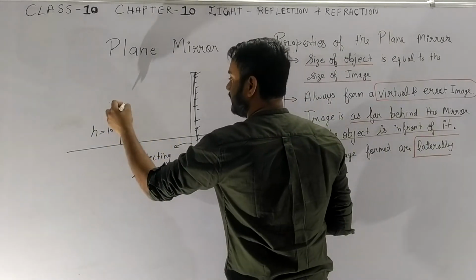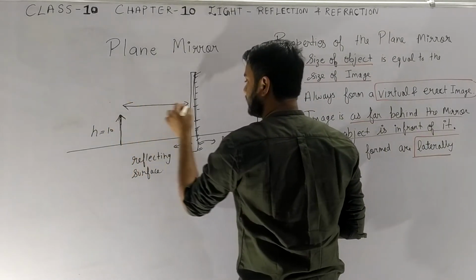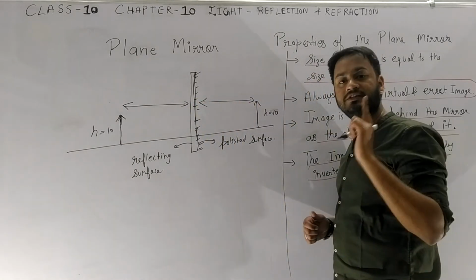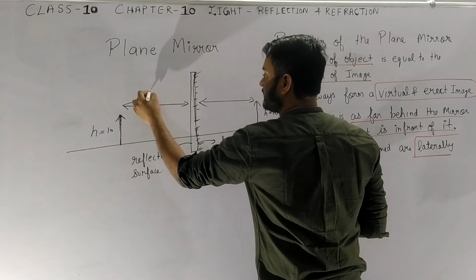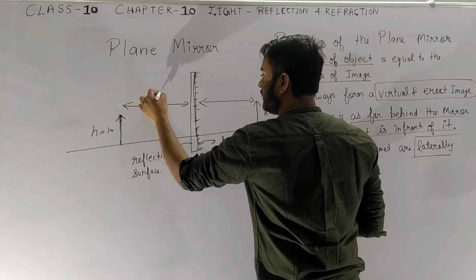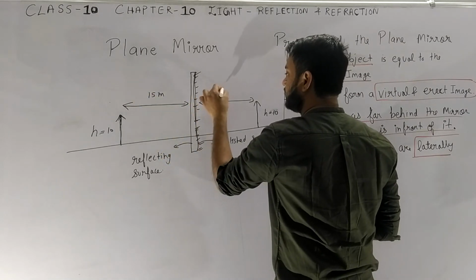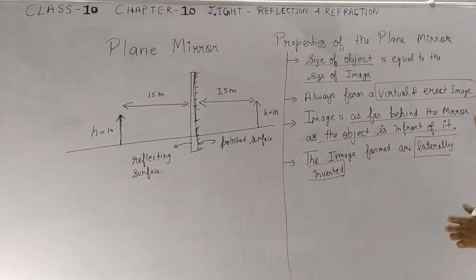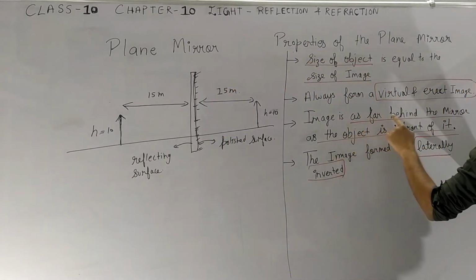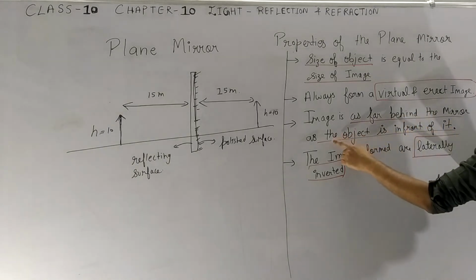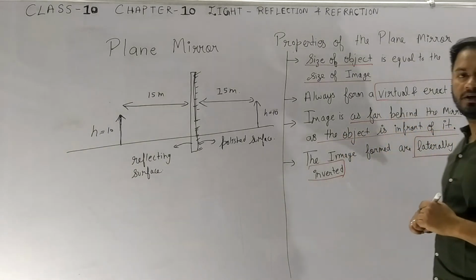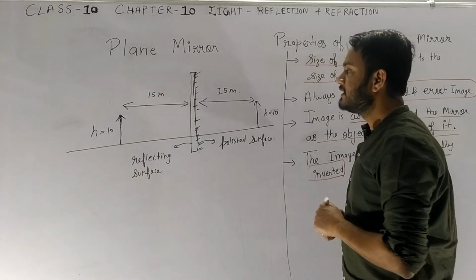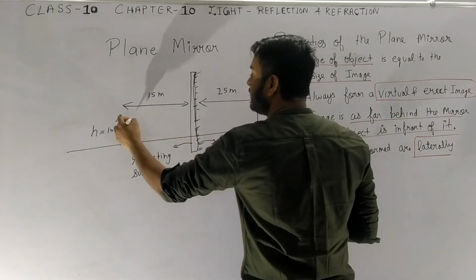Second, the distance from here to here and from here to here is always equal. Suppose it is 15 meter, so this will always be 15 meter. So the image is as far behind the mirror as the object is in front of it. We have completed two properties. Now the third one is that they are laterally inverted.